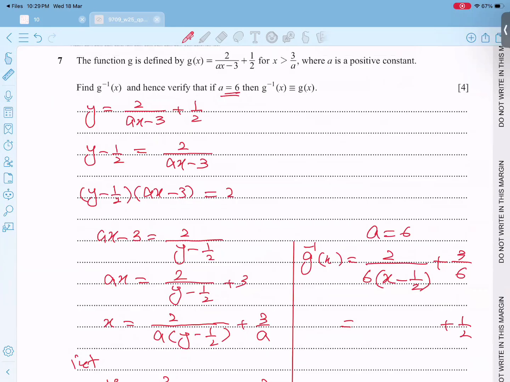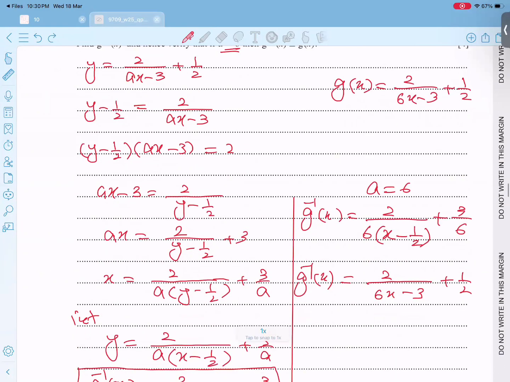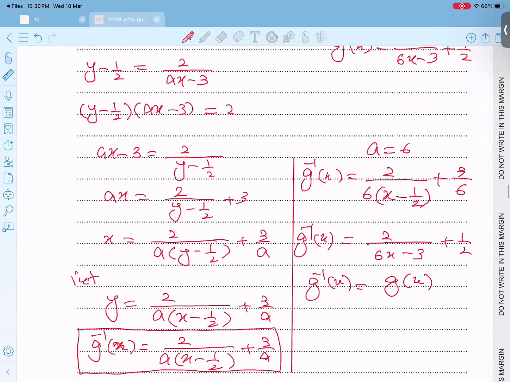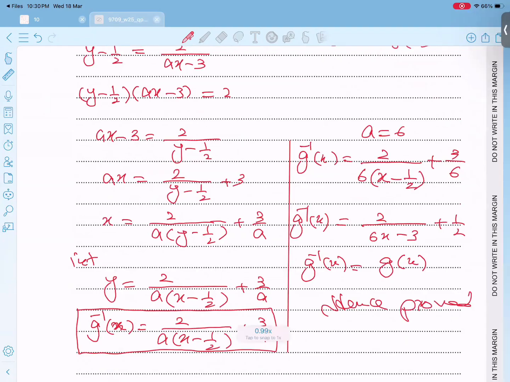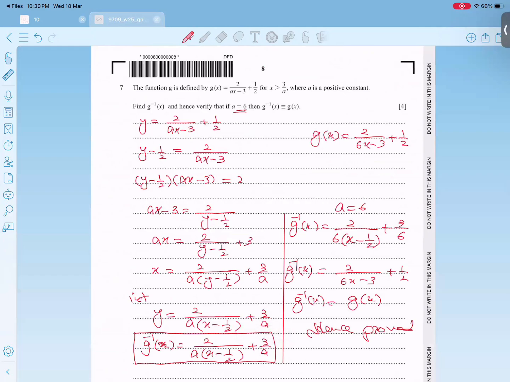And what about the other way? This 2 remains the same. This 6 multiplies inside the bracket, so I can say 2 over 6x and negative 3. If you look carefully, that is fully matched. How does it match? If I replace this a by 6, it is 2 over (6x minus 3) plus 1 over 2, which are totally the same. So we can say g inverse equals g of x. Hence proved. I hope the concept of the question is completely clear.